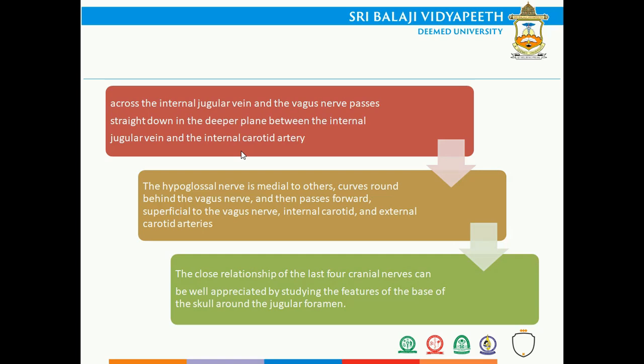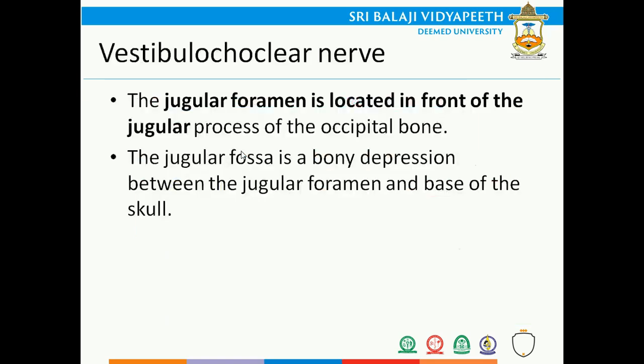That is the hypoglossal, accessory, vagus and the glossopharyngeal nerves, and later it enters into the internal acoustic meatus, leaving the cranium. So the vestibulocochlear nerve comes out through the jugular foramen, located in front of the jugular process of the occipital bone. The jugular fossa is a small bony depression that is seen between the jugular foramen and the base of the skull.